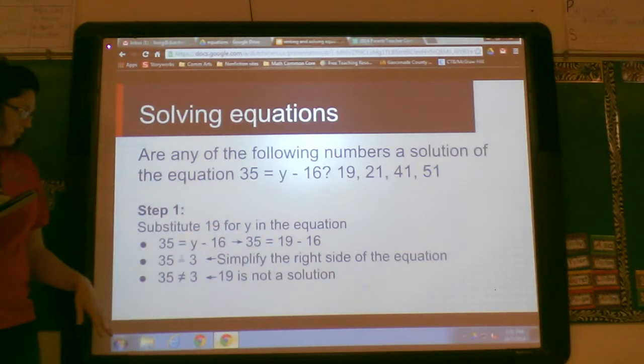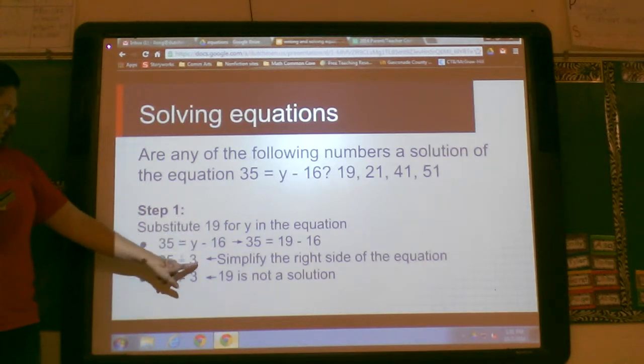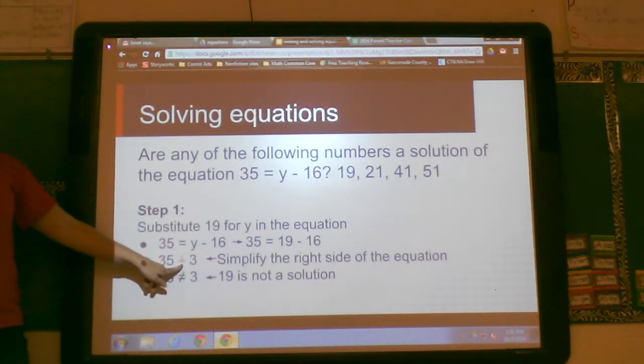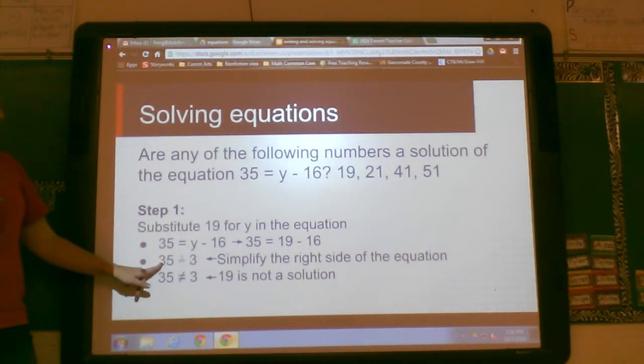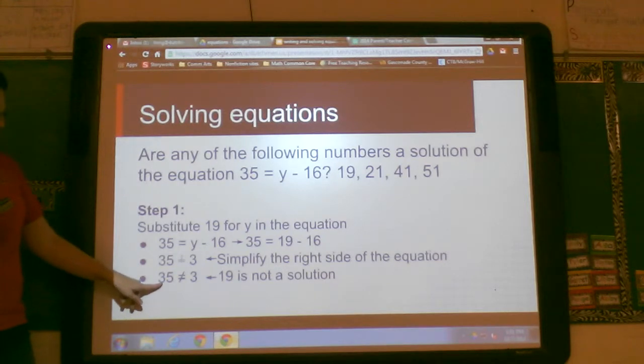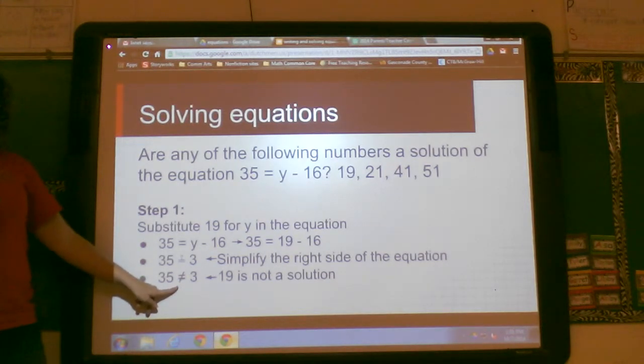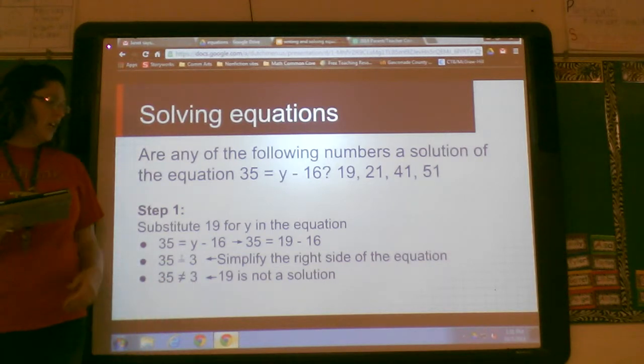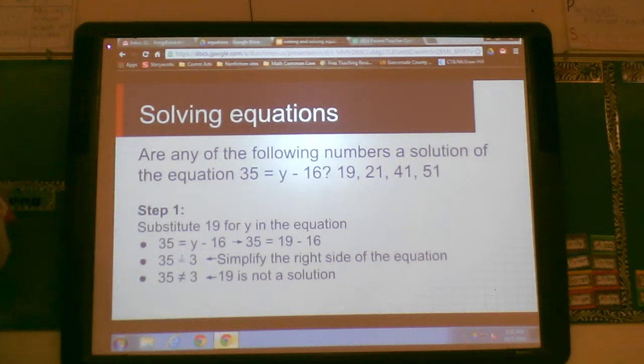Then we can solve. We can simplify. We're going to simplify the right side. So 19 minus 16 equals 3. Once again, if you notice, I have the equal sign with the question mark, which means, does 35 equal 3? Then we can look. 35 does not equal 3. An equal sign with the slash means it does not. So 35 does not equal 3, so 19 is not a solution.